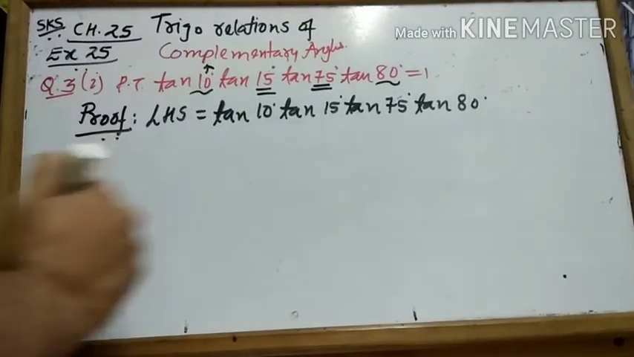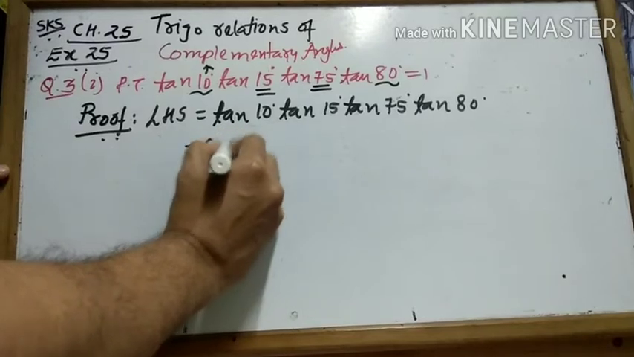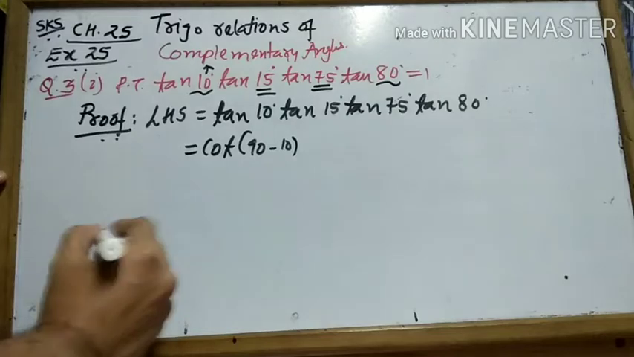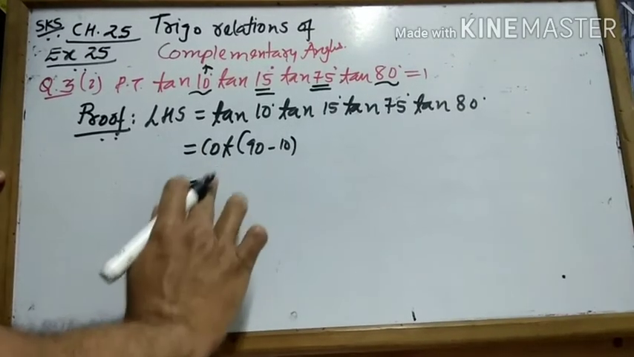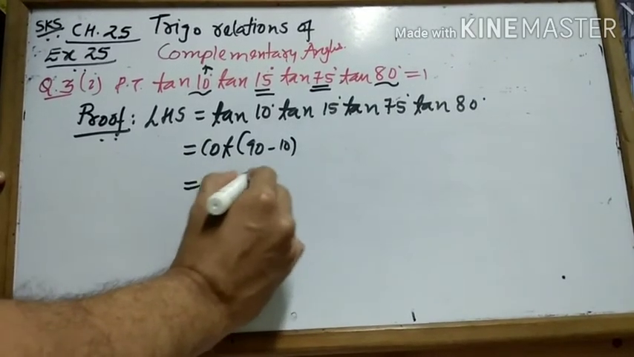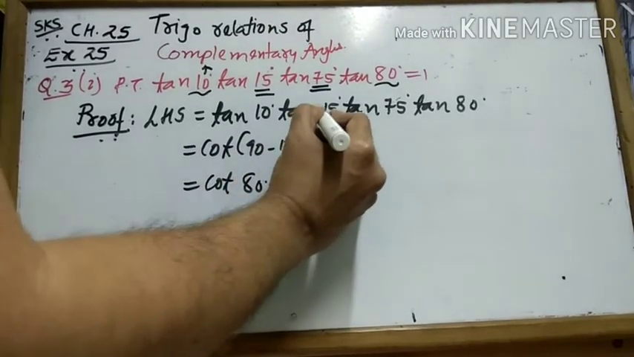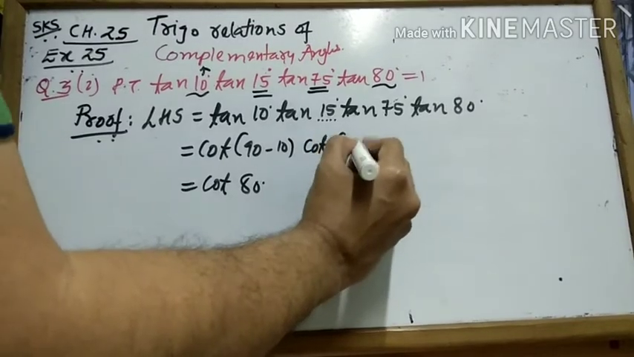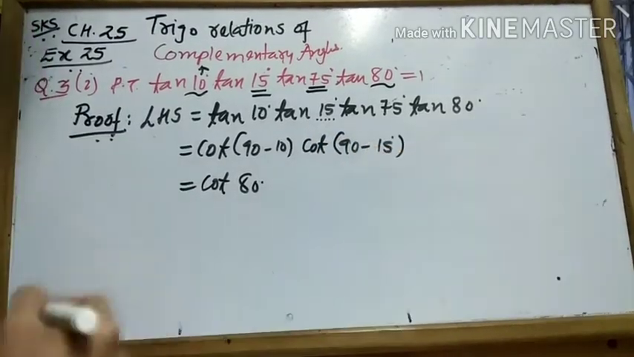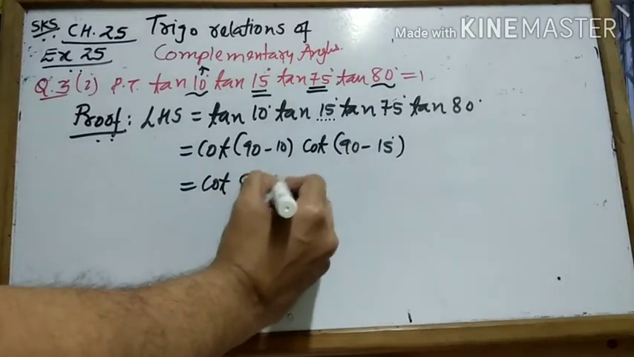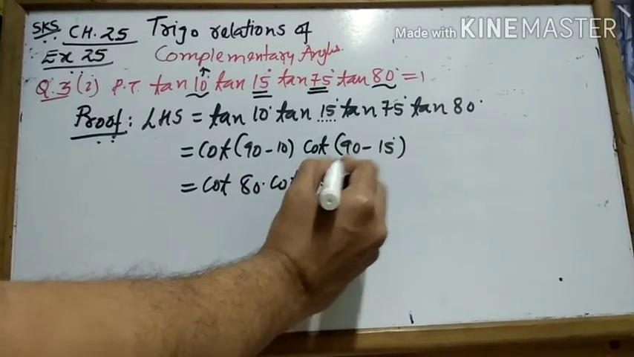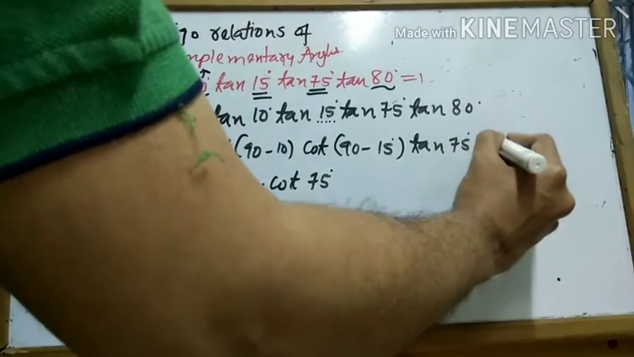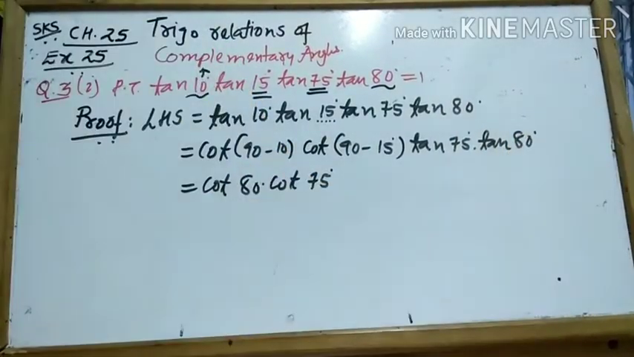I am converting tan 10 into cot. It will be cot of 90 minus theta. Theta is 10 degree, so this becomes cot 80 degree. Now I am considering 15 as theta. So what will happen here? Cot of 90 minus 15, that is cot 75 degree. And the remaining 2 terms remain as they are.